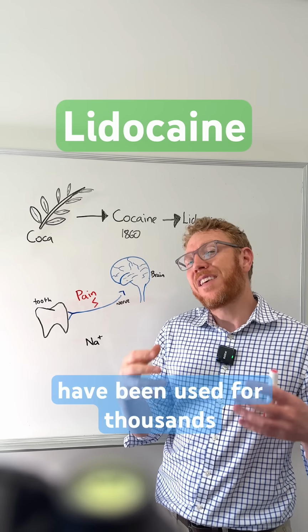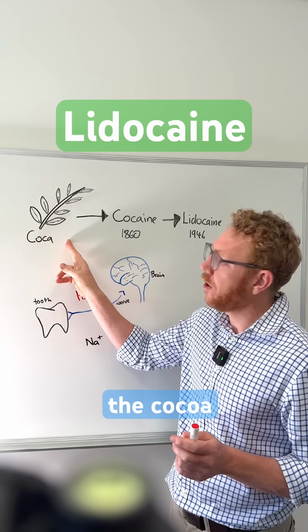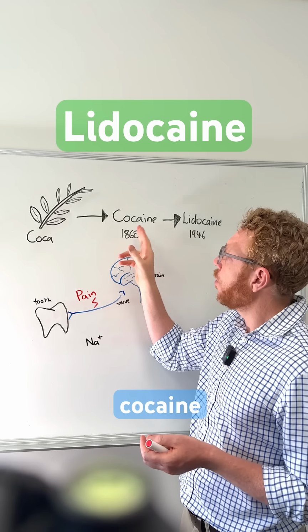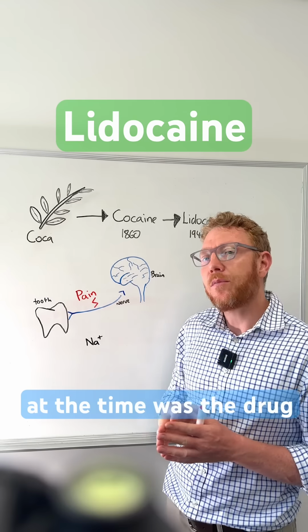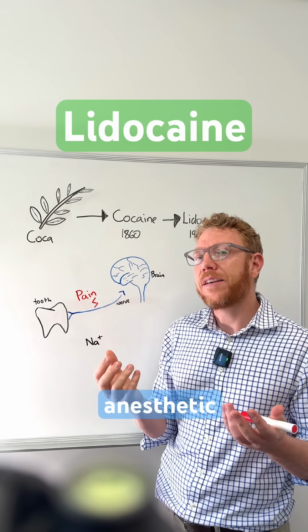Coca leaves have been used for thousands of years by the natives in South America. They knew that when you chewed the coca leaves, your tongue and mouth would go numb. In the 1860s, cocaine was first refined from the coca leaves. At the time, cocaine was the drug of choice in dentistry and in general surgery as a local anaesthetic.